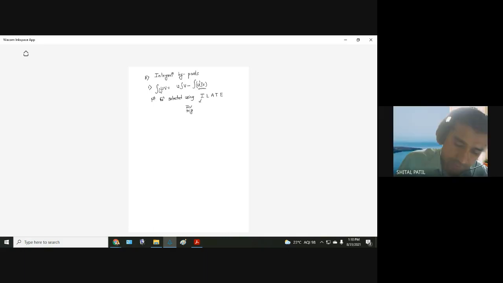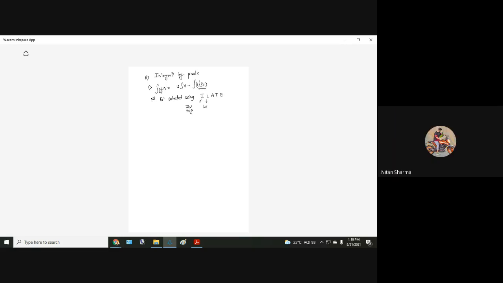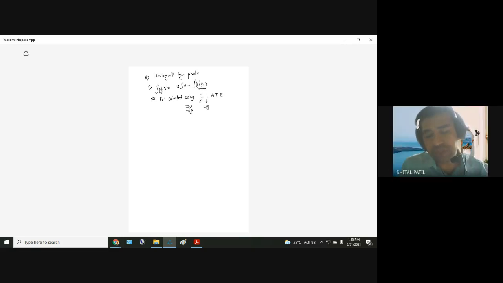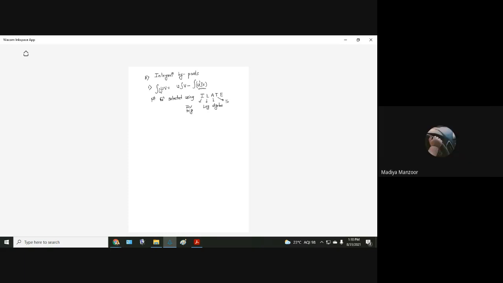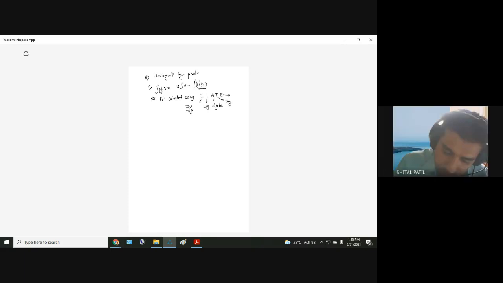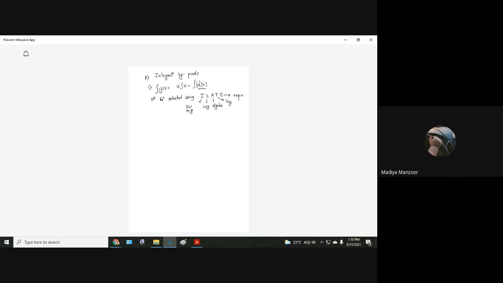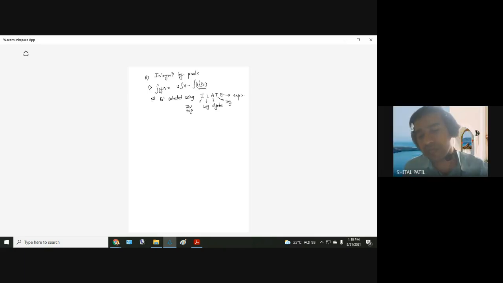I is inverse trigonometric function, L is logarithmic function. These are the most difficult functions to be integrated. Okay, A is algebraic. Yes, T is trigonometric, and E is the exponential function. Exponential function and trigonometric function are the most simple functions to be integrated.